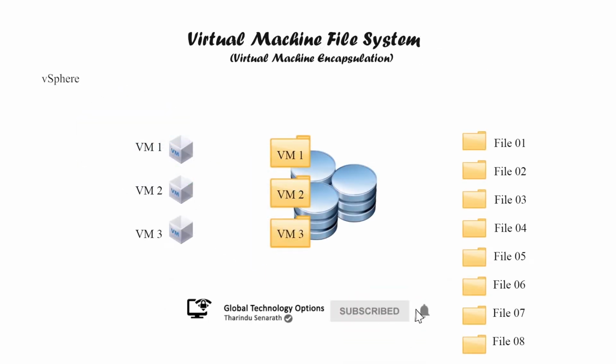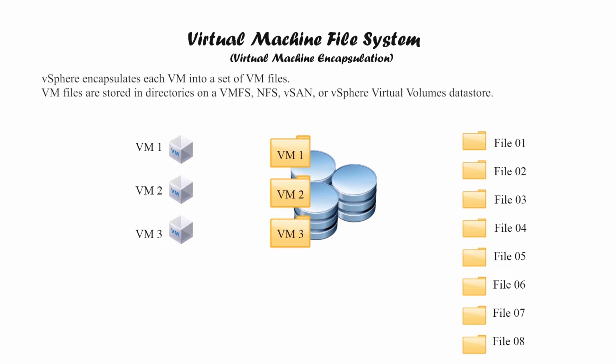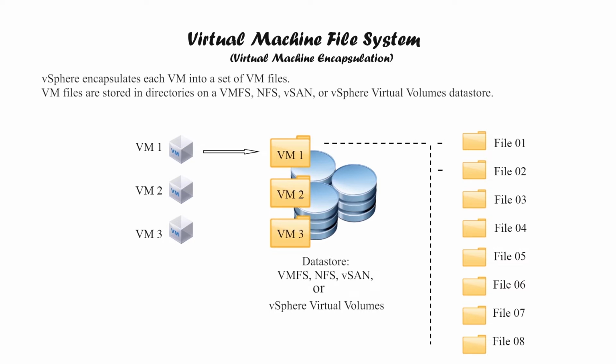How are virtual machines encapsulated? vSphere encapsulates each VM into a set of VM files. VM files are stored in directories on the VMFS, NFS, vSAN, or vSphere Virtual Volumes data store. vSphere encapsulates each VM into a few files or objects, making VMs easier to manage and migrate. The files and objects for each VM are stored in a separate folder on a data store. A VM includes a set of related files.